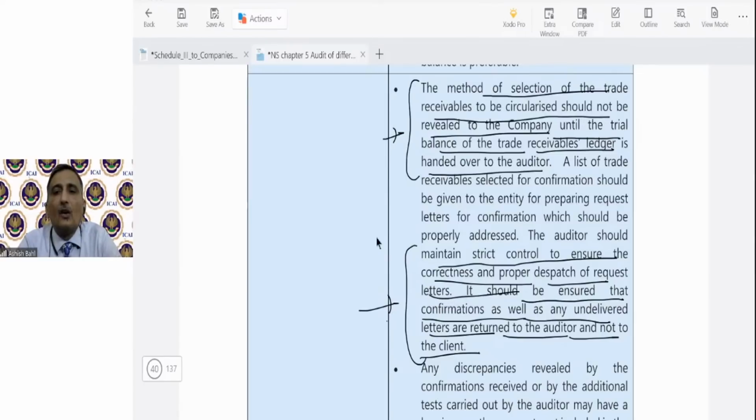Okay. So because if the confirmation request is not sent at the proper address, it may increase the work of the auditor, and some of the letters may be undelivered, and it would again lead to duplicacy of work.